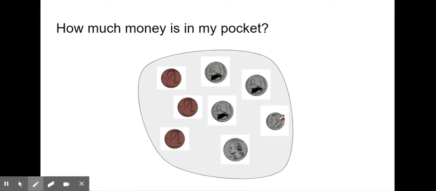Now I'm going to move to my next highest value. So 25 plus 10, 35. Now I'm moving to counting by 5. So 35, 40, 45, 50. Now I need to start counting by ones. 51, 52, 53. There are 53 cents in my first pocket.